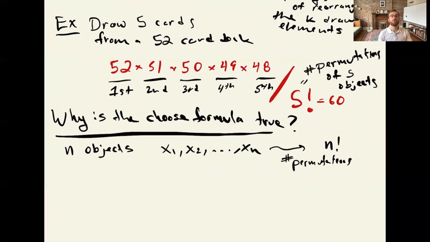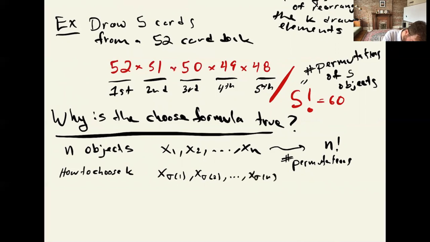So how might you choose a size k subset? Well, you could do some random permutation of these n objects. So first I apply a permutation. Maybe I'll call that x sigma 1, x sigma 2, through x sigma n. And then what I'll do is I'll look at the first k and I'll cut. And that will be the k in my subset.